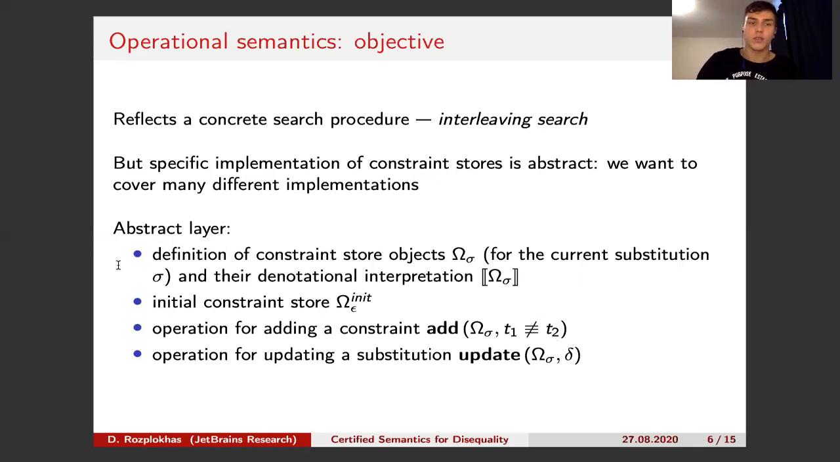The abstract layer includes the following things. We assume that we have some definition of constraint store objects in the context of the current substitution, and we assume that we have a way to interpret them denotationally. We also assume that we have some initial constraint store and two operations manipulating them: an operation that adds a constraint to a store, and an operation that updates the current substitution. Both operations can either return an updated constraint store or signal failure if the constraints are violated.